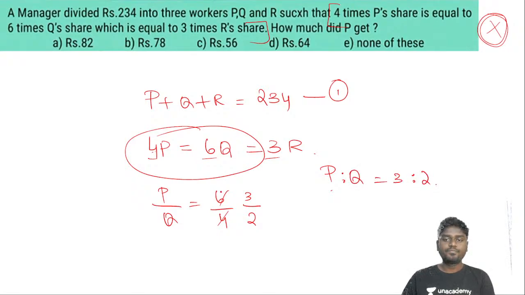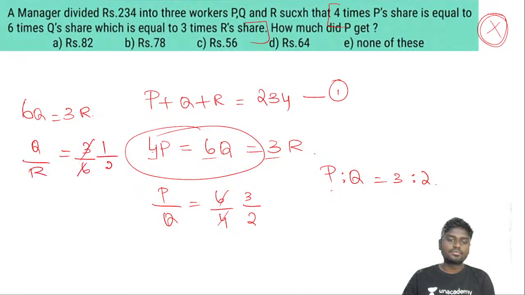In the same way, I know the fact that 6q is equal to 3r. So Q by R will be what then? Q by R will be 3 by 6, which is ultimately 1 by 2. So the ratio of Q is to R is 1 is to 2.